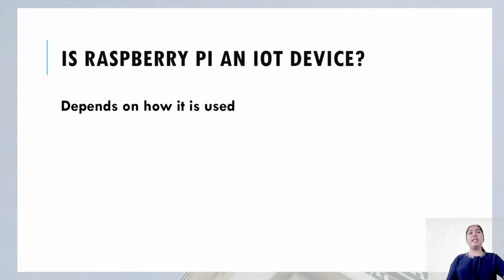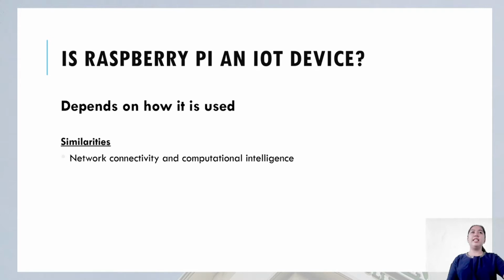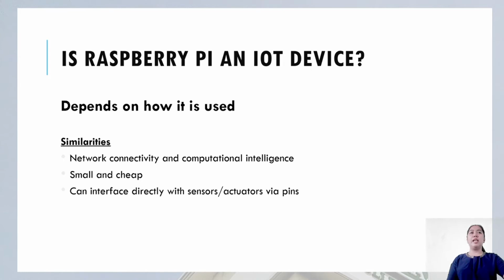The reason why you might say a Raspberry Pi device is similar to an IoT device is because it has network connectivity and computational intelligence, meaning it's a processor that talks on a network. Next, it is small and cheap relative to a personal computer, and it can interface with sensors and actuators directly via pins. And one of the beauties of an IoT device is that you don't see the complexities as a user.